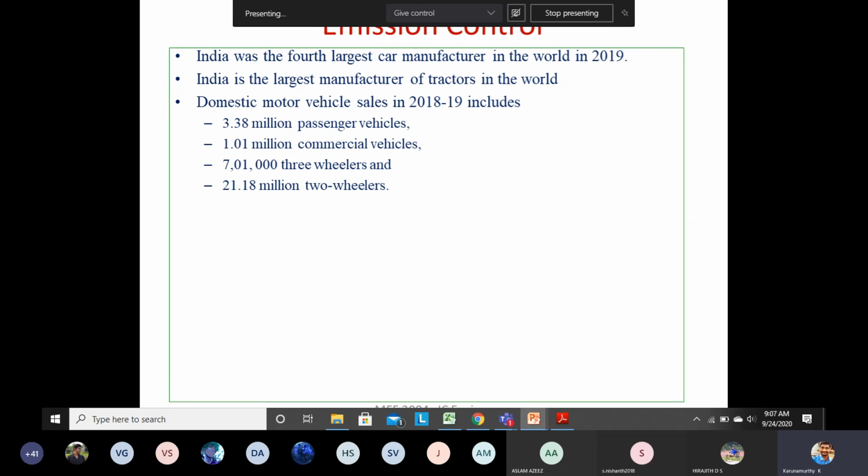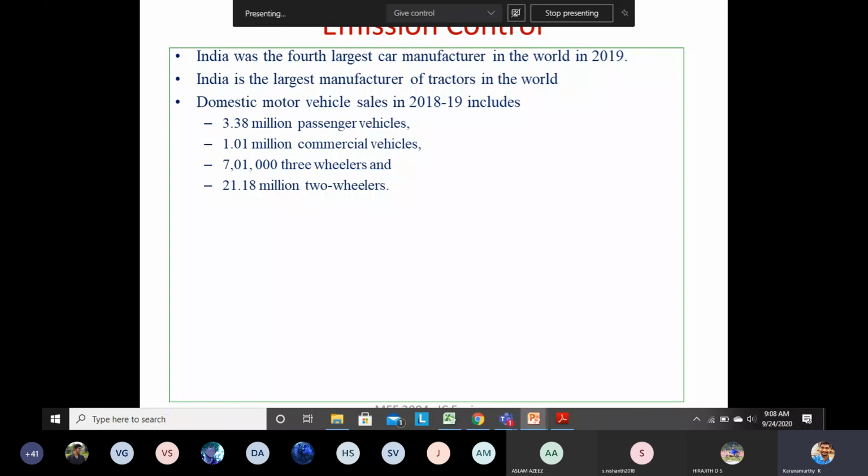And if you see the total amount of sales in India of motor vehicles during the financial year 2018-19, here you can see this is the data, right? Almost 3.38 million passenger vehicles were sold, and 1.01 million commercial vehicles were sold, and three wheelers, your auto rickshaws, around 7 lakh were sold, and 21.18 million two wheelers were sold. This is during the financial year 2018-19, correct? So that means these many vehicles are being sold, and they are plying on the road, right?